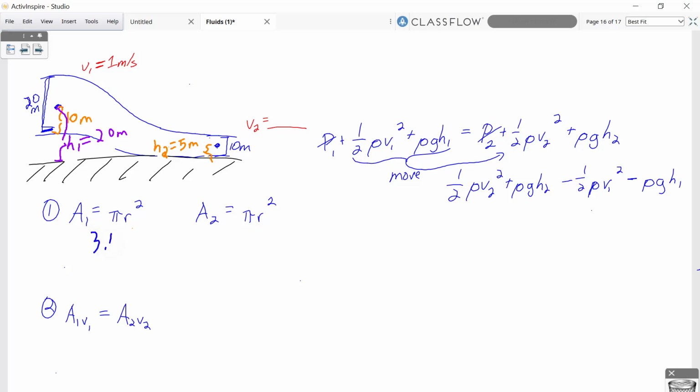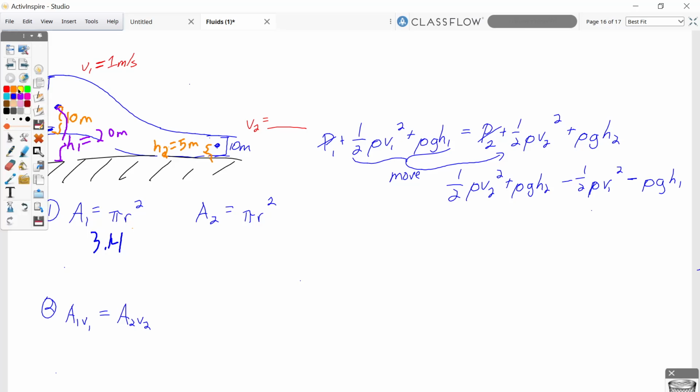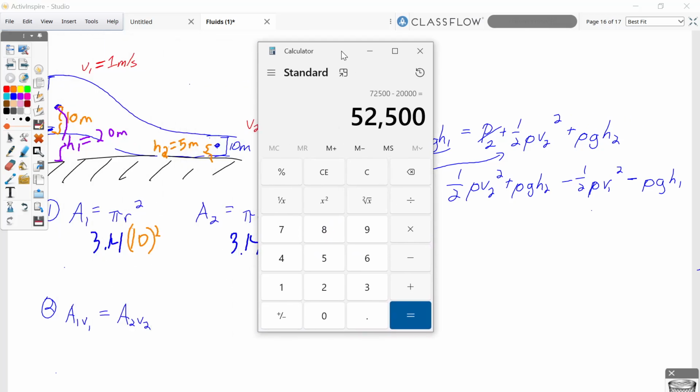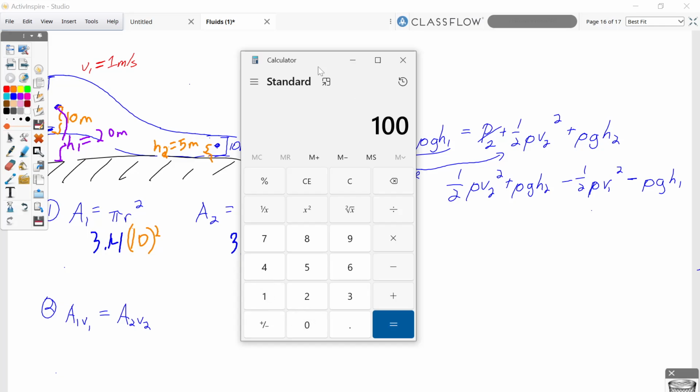So here we have pi, my radius, which my radius is 10. Same thing over here, 3.14. And my radius is 5. Okay, so let's go ahead and plug in our numbers. So 10 squared is 100 times 3.14 is 314.